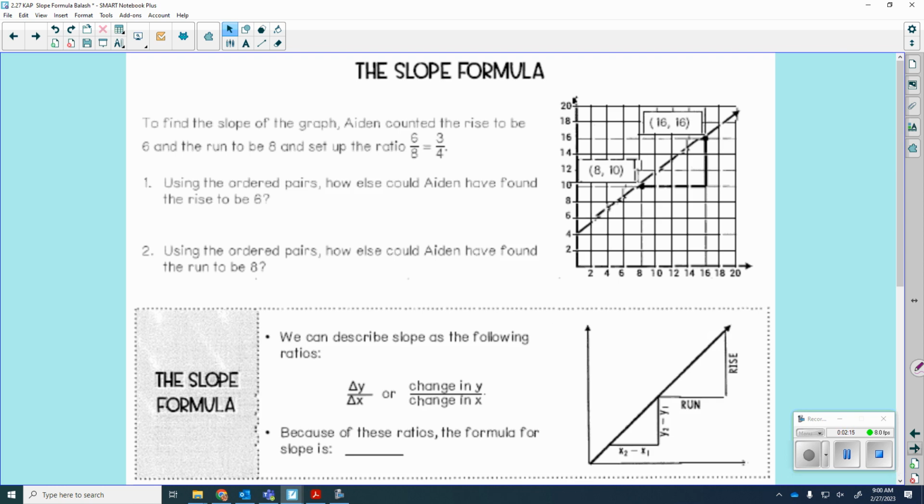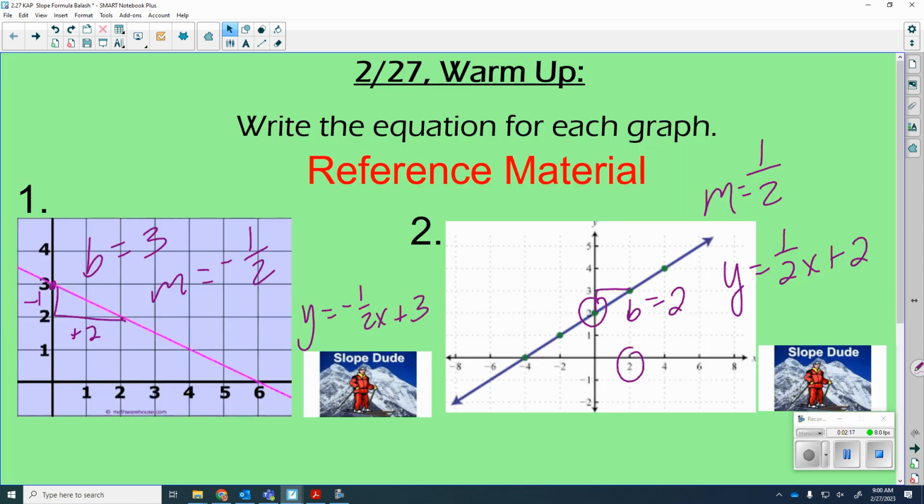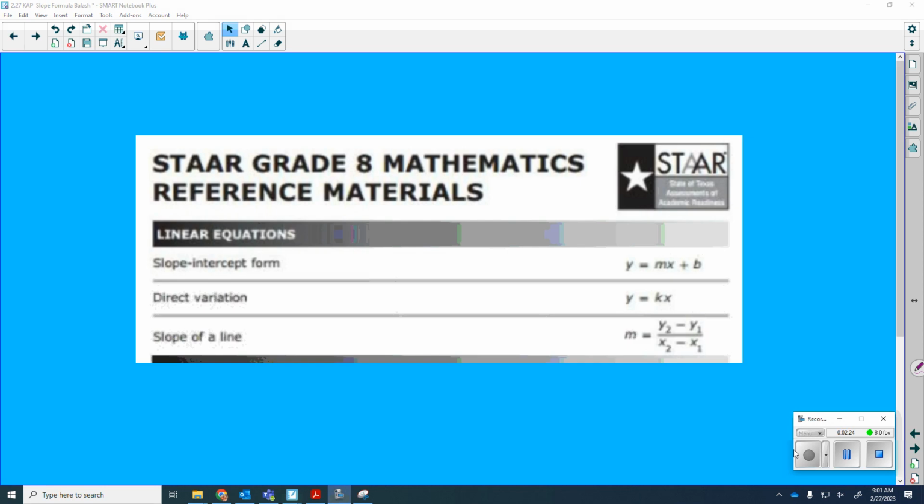Okay, so how many of you grabbed reference material, your star chart? Can you take it out if you don't have it out already? Okay, so if you locate on the star chart, we've been talking about slope intercept form for a while, y equals mx plus b, we did direct variation, and now we have this lovely formula that looks a lot more complicated than it is. It says m equals y2 minus y1 over x2 minus x1.